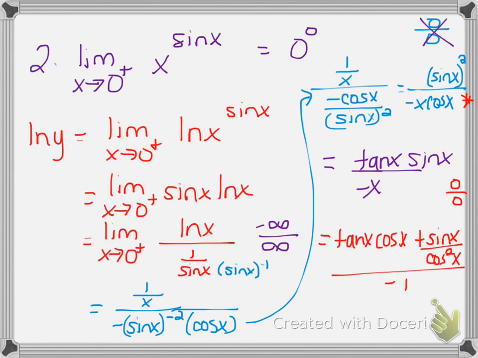Tangent of 0 is 0. Cosine of 0 is 1. This is 0. Sine of 0 is 0. Cosine squared of 0 is 1. So we've got 0 plus 0 over negative 1. We get 0. That is not the answer because we still have this ln at the beginning of the problem. So ln of y equals 0, which means y equals 1.